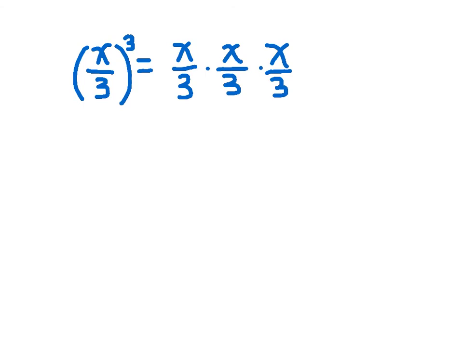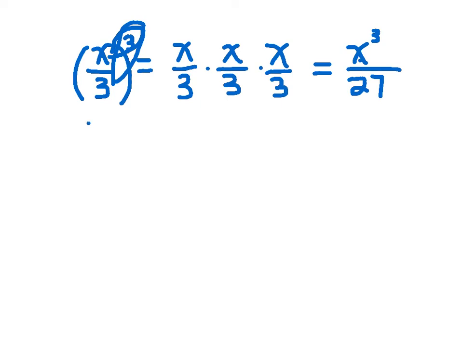And to multiply fractions, we multiply straight across. That becomes x to the third, and straight across, 27. So you can see from this example that the shortcut is to raise the numerator to this power and then the denominator to this power. X to the third over 3 to the third is 27.